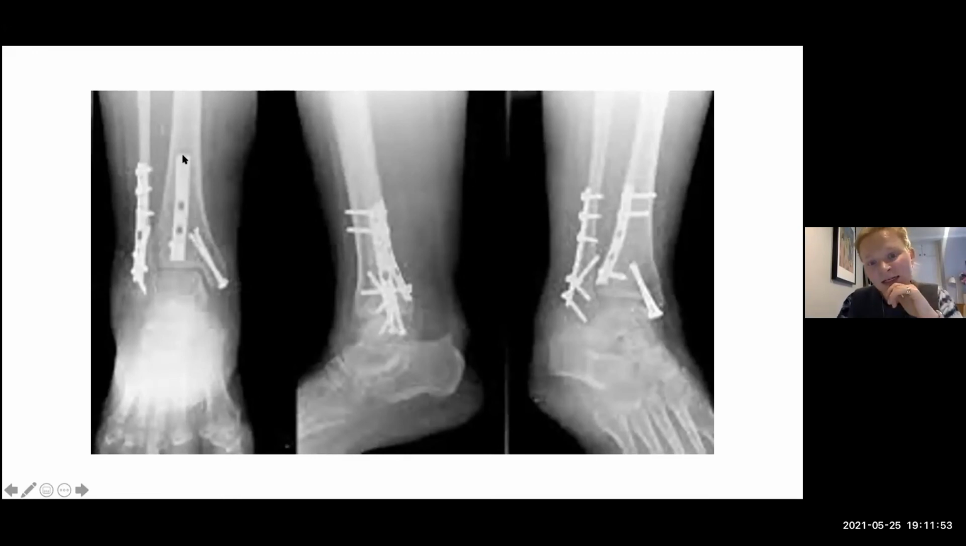And posteriorly, there's a posterolateral plate that is stabilizing the posterior malleolus. It's a lot of metalwork, but if you don't do this, you're going to continue to have an unstable ankle and a patient that just can't weight bear and mobilize independently.